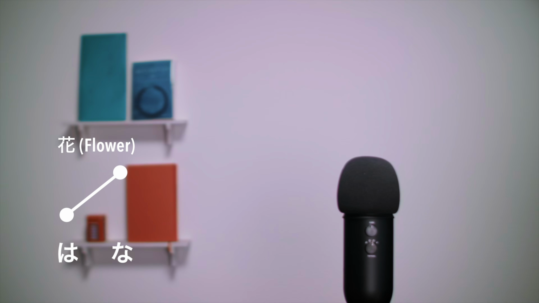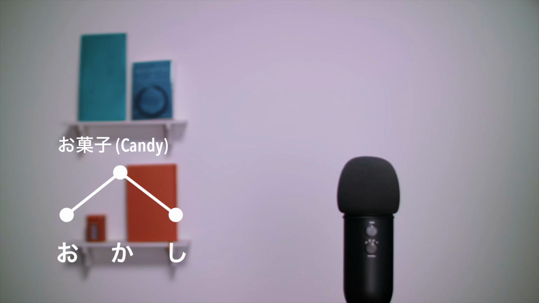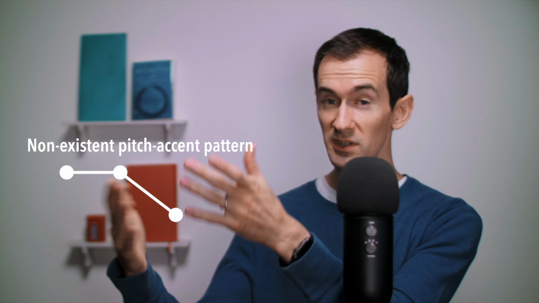花、花、花。電気、電気、電気。お菓子、お菓子、お菓子。男、男、男。学生、学生、学生。 Again, no standalone word in Japanese will ever start with 2 consecutive low or 2 consecutive high mora.